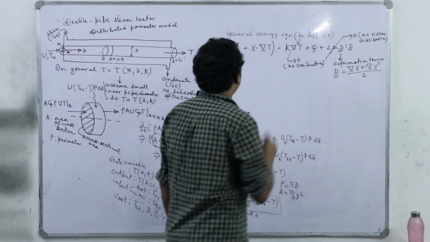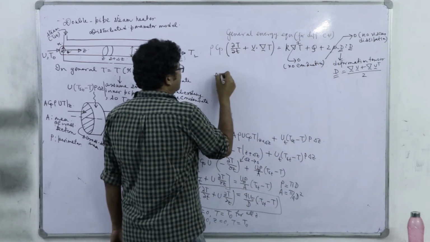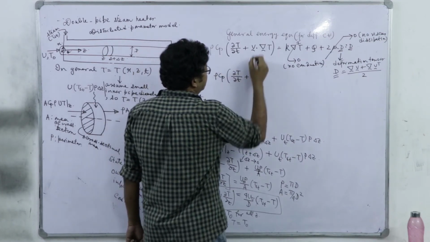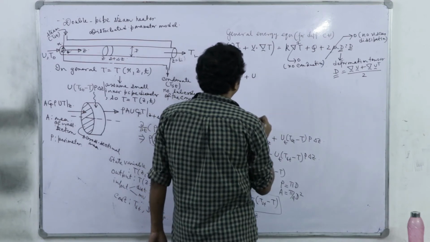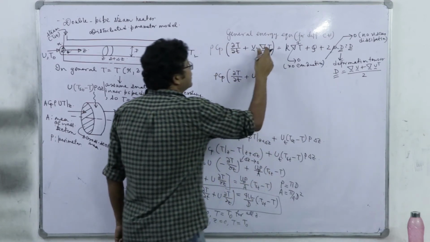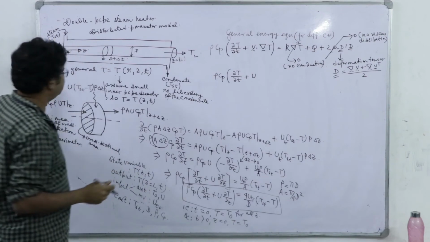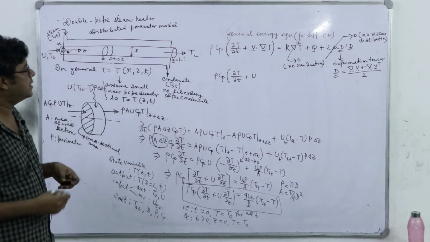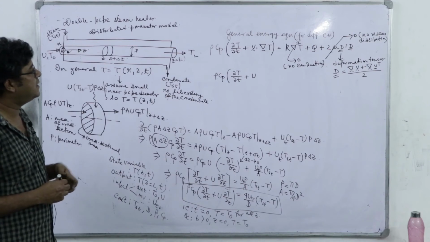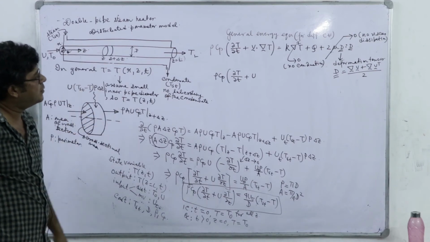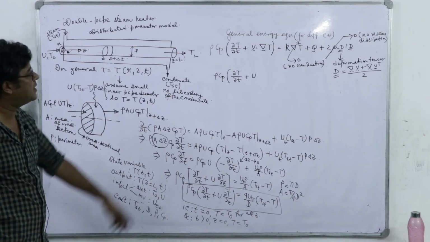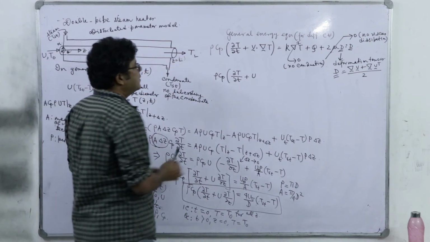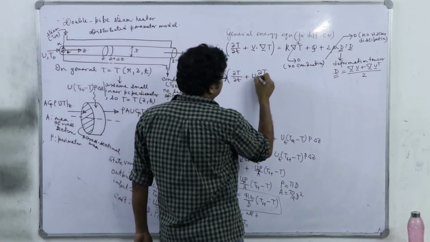Right, but Q we will keep as it is. So rho Cp del T del t plus V dot grad T, where V is U into Ez cap because it is cylindrical coordinates, and grad T has a Z component, Ez cap into del T del Z. So Ez dot Ez equal to 1, and it gives you U del T del Z.